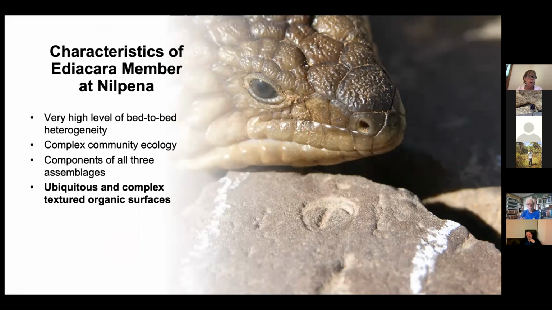But one of the more surprising things, to me anyway, was this ubiquitous and complex textured organic surfaces. We were prepared for ubiquitous. We assumed there would be mats over all of these, but the variability and complexity still surprises us as we excavate new beds.